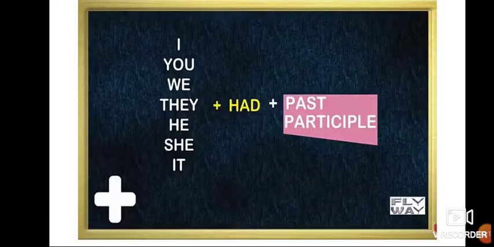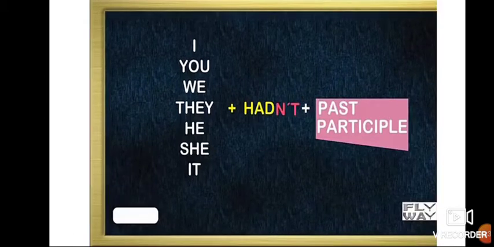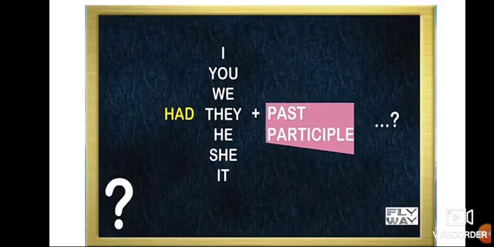In the simple form, past perfect tense can be used in this structure. In the positive sense, it is subject plus had plus past participle. In the negative sense, it is subject plus hadn't plus past participle. And in the interrogative form, it is had, subject plus past participle, followed by a question mark.